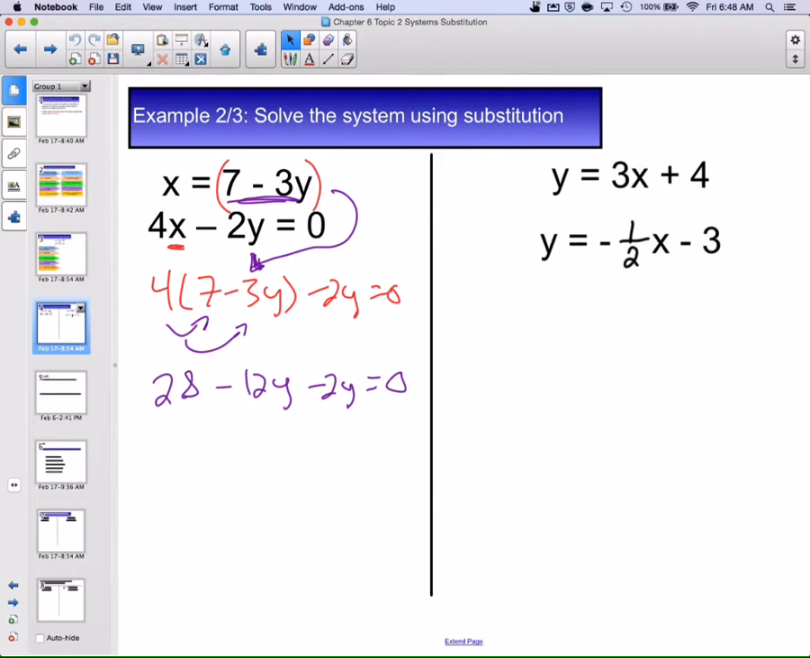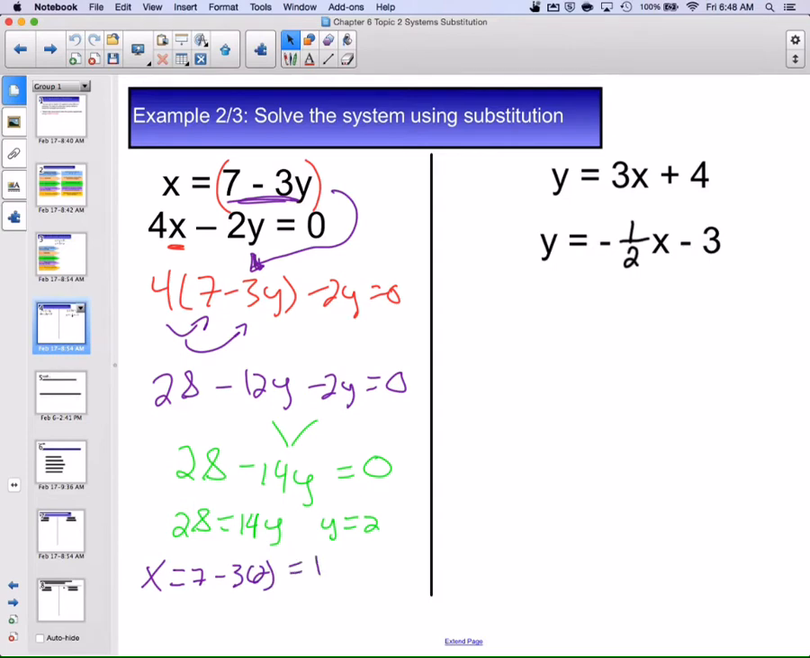All right, continuing on. Combine like terms. So 28 minus 14y equals 0. All right, I'm almost there. I can add 14y to the other side. So 28 is 14y, and then divide by 14. That'll get me y is 2. Now that's not the final answer. I have to take my 2 and plug it back in. So I'm going to plug it into the x equals above. So x equals 7 minus 3 times 2. Well, that's 7 minus 6, which is 1. So my answer should be 1 comma 2.